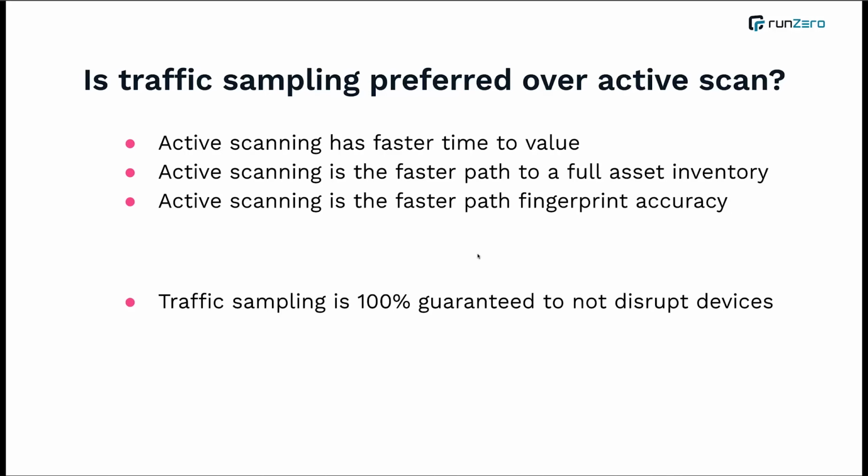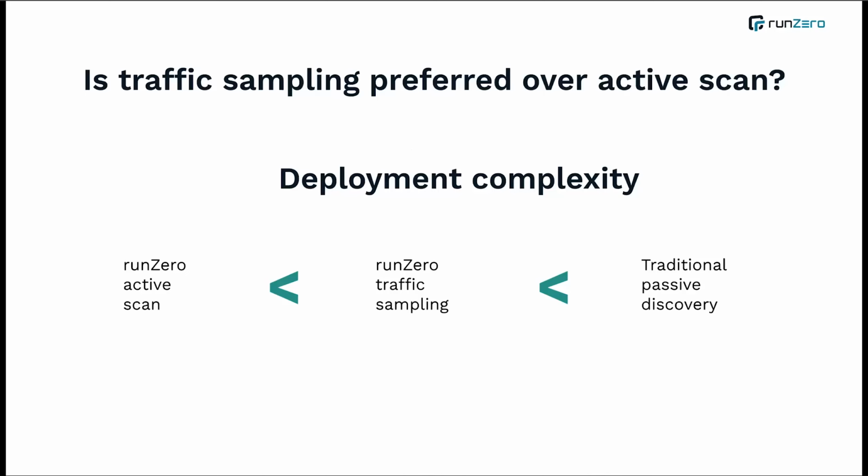But if the organization absolutely will not do active scanning, if passive discovery is a 100% requirement because of this last bullet point down at the bottom, then they are the perfect candidate for our passive traffic sampling capability. And because passive discovery is more difficult to deploy compared to active scanning, we recommend sticking with active scanning. But if you absolutely must do passive discovery, well then, you're still better off using our traffic sampling capability, because it is still quicker time to value and a lower total cost of ownership.